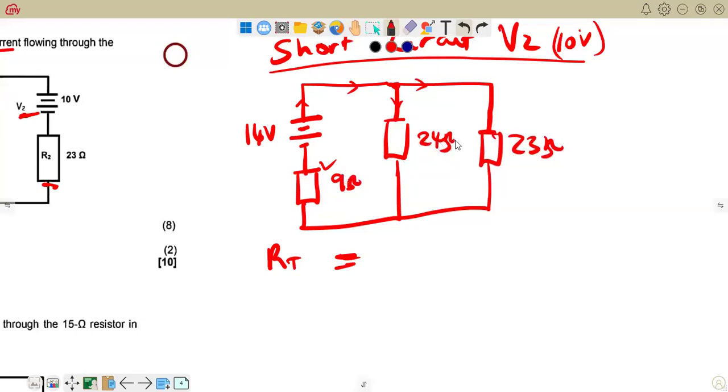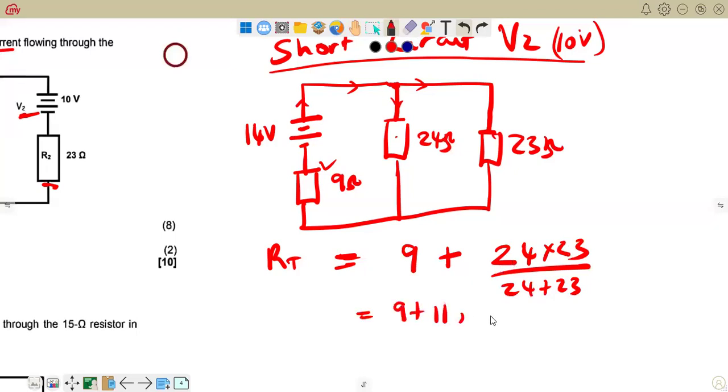So the 9 ohm resistor is in series with the equivalent resistance of these two. But what are these two? They are in parallel. How do we see that? By the division of current. You know very well that resistors in parallel form a current divider combination. Having said that, we can go straight and say 9 plus, for the parallel combination, product over sum, since there are only two of them: 24 multiplied by 23 over 24 plus 23. It makes us get to the answer more quickly.